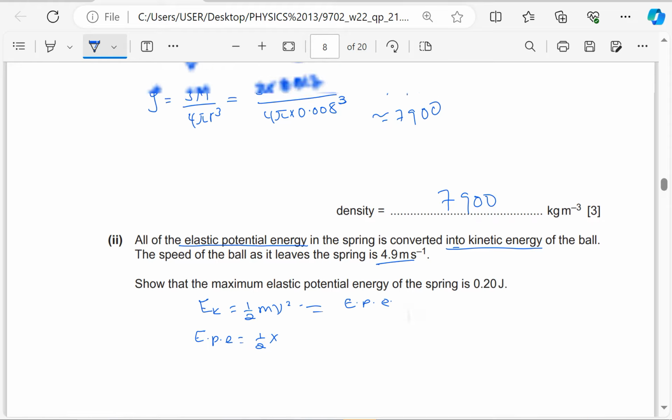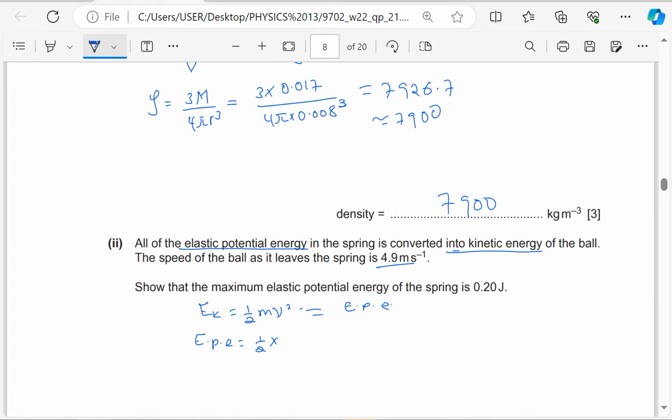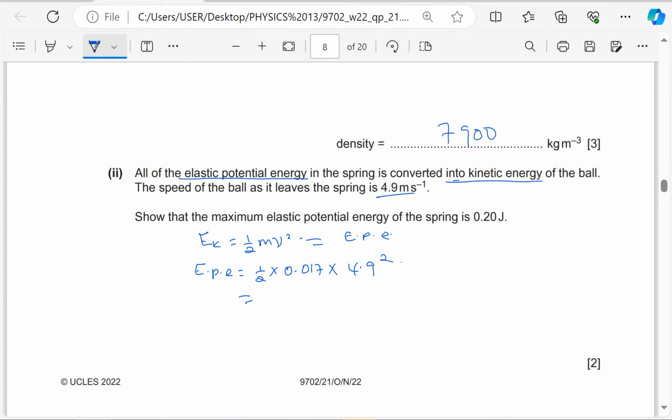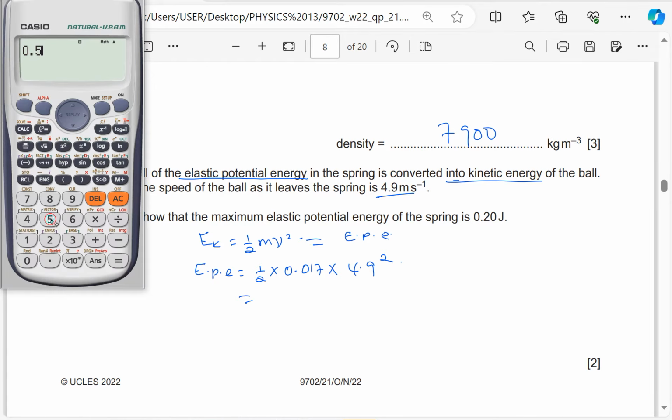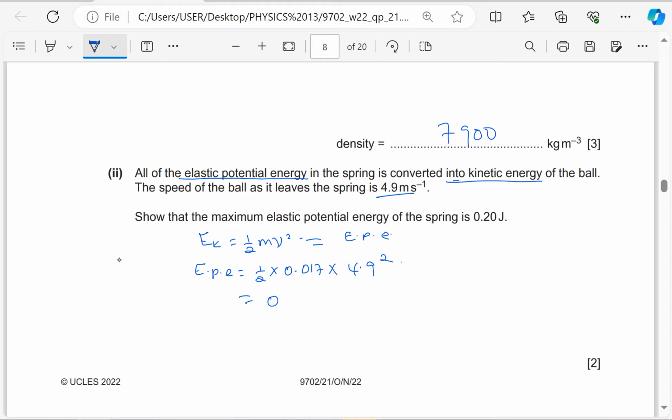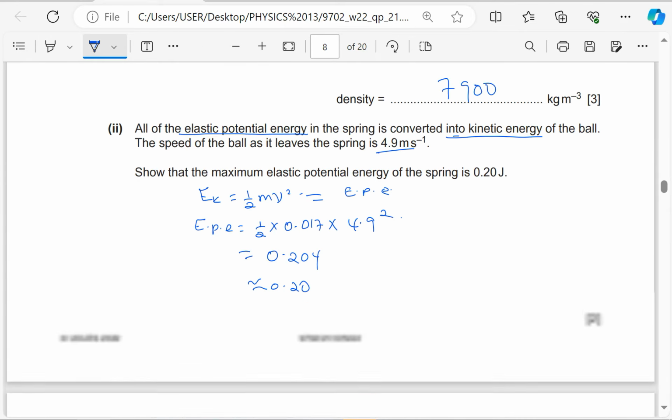So it means the elastic potential energy is going to be a half times the mass. What was the mass? I think it is 0.017. Then the speed is 4.9, and this should be squared. So I'm saying the kinetic energy is got from elastic potential energy. So I'll just press my calculator here. 0.5 for half times 0.017 times 4.9 squared. Okay, this is 0.204, which is approximately 0.20 as required. Well, this is in joules.